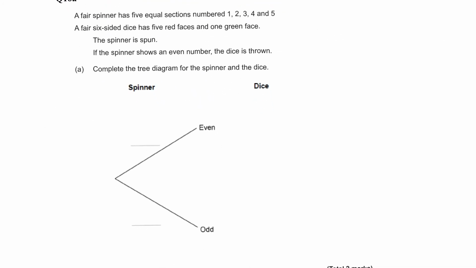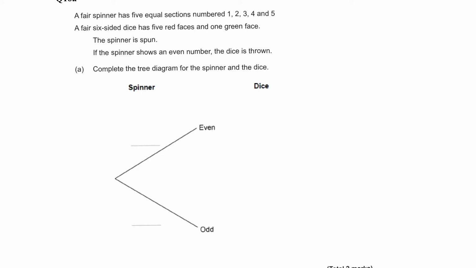Okay, then it says that a spinner has five equal sections numbered 1, 2, 3, 4, and 5, but a six-sided dice has five red faces and one green face. The spinner is spun. If the spinner shows an even number, the dice is thrown. So it says complete the tree diagram. Only when the spinner shows an even number is the dice thrown, not when it's odd.